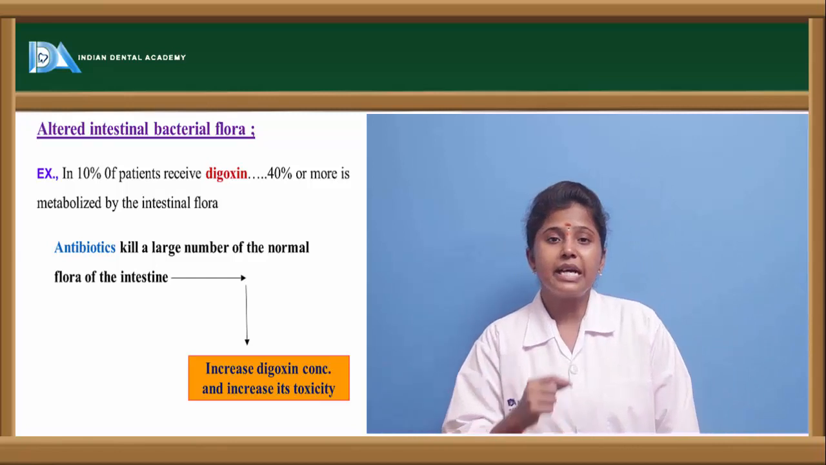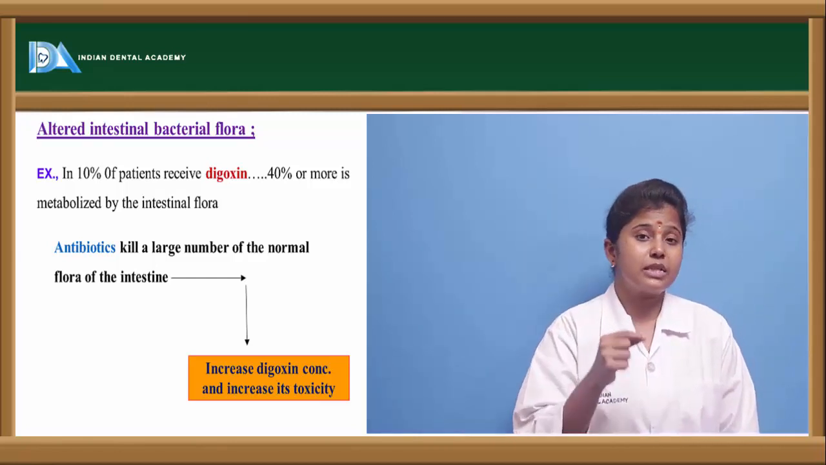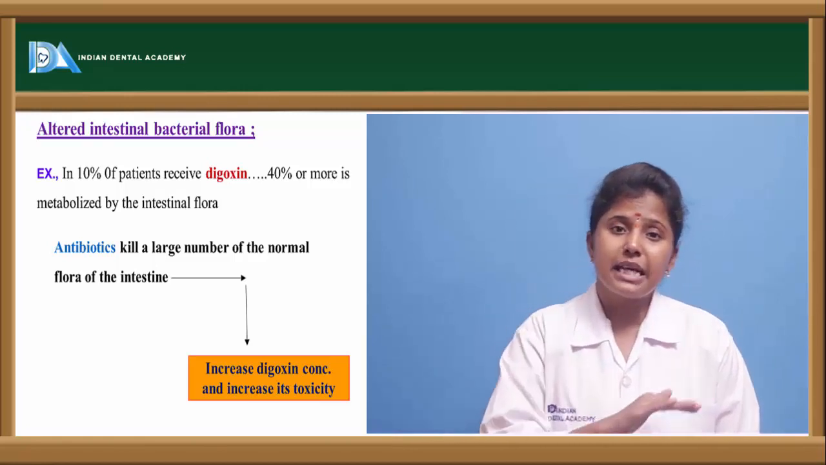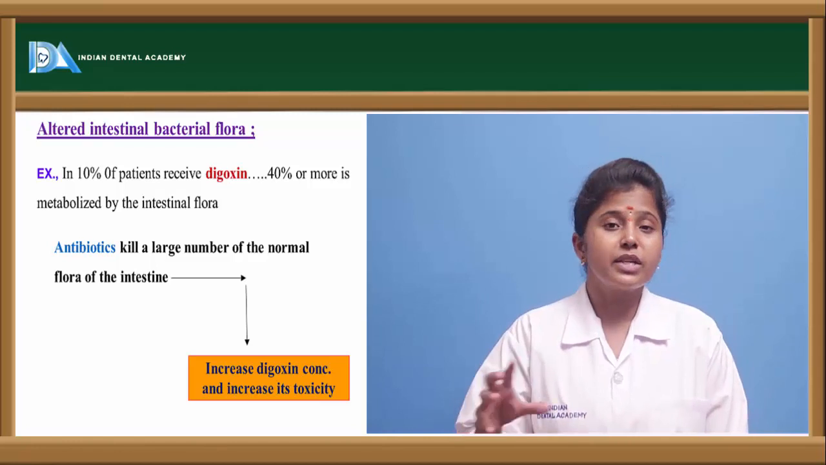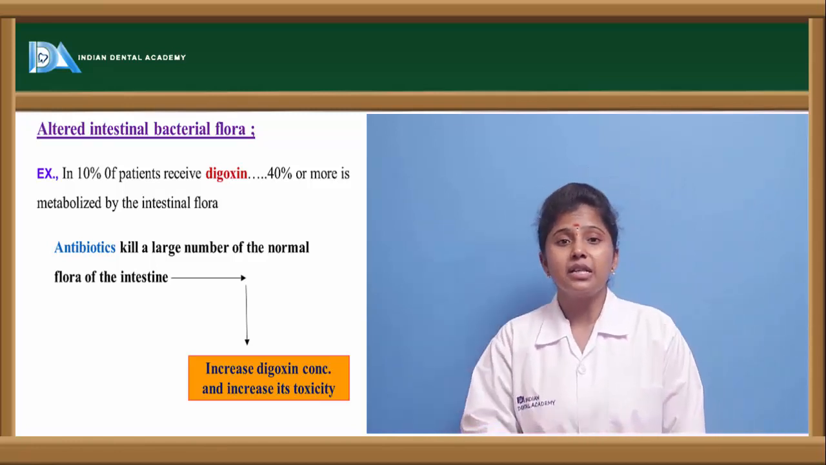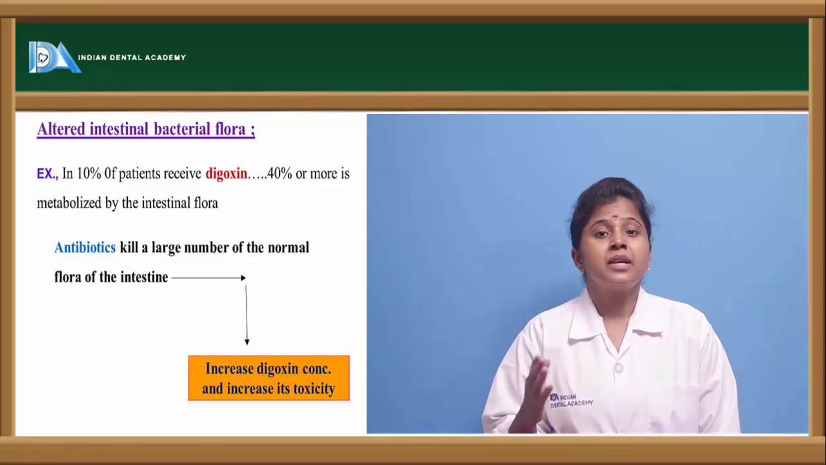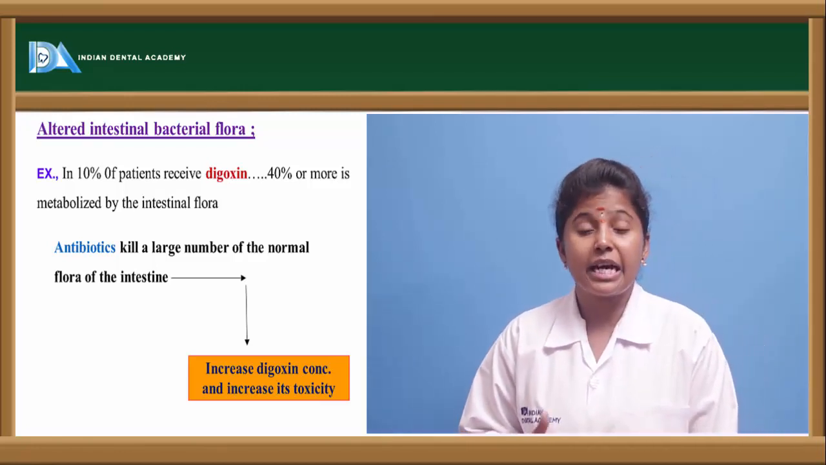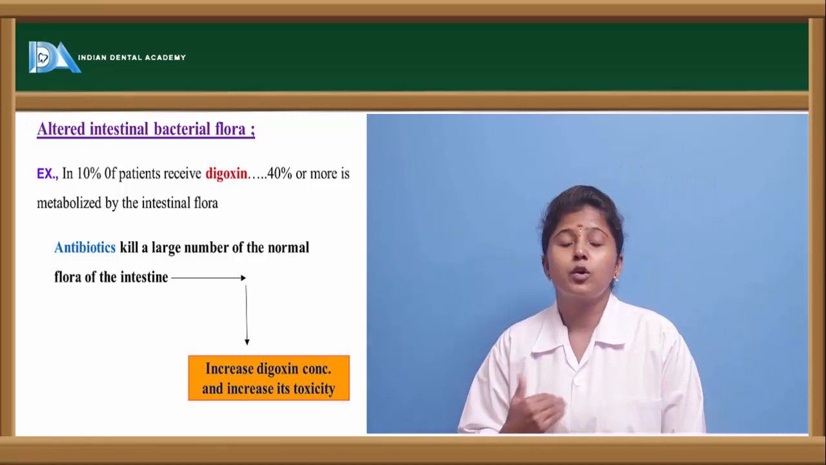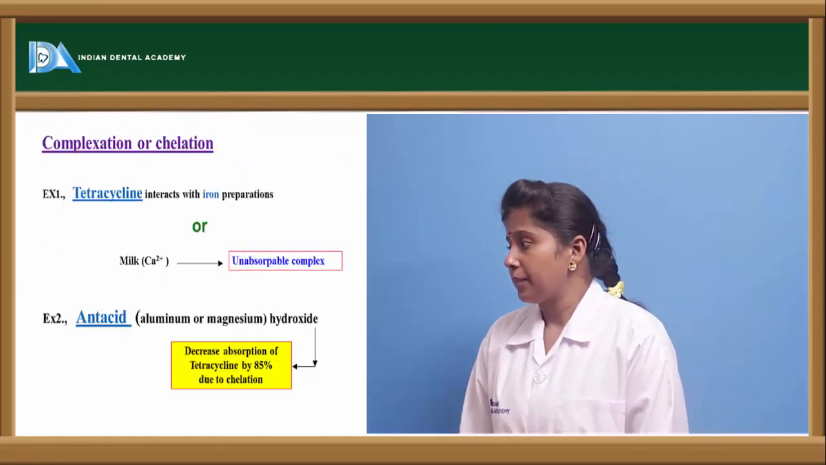So here if we take the antibiotics with digoxin, these antibiotics kill the bacterial flora, and thereby the digoxin is not metabolized. So if it is not metabolized, it is remaining in the circulatory system for a longer period of time. So that leads to the toxicity of digoxin, because digoxin is a narrow therapeutic index drug. So if it exceeds its normal dose, then that leads to toxicity.